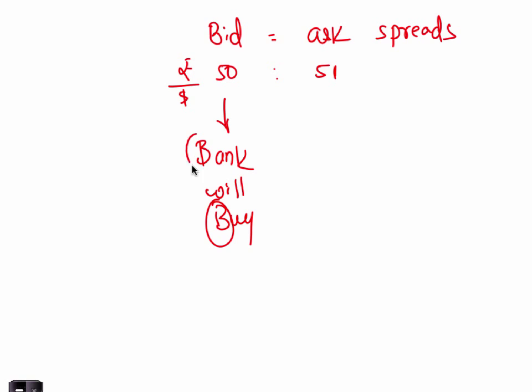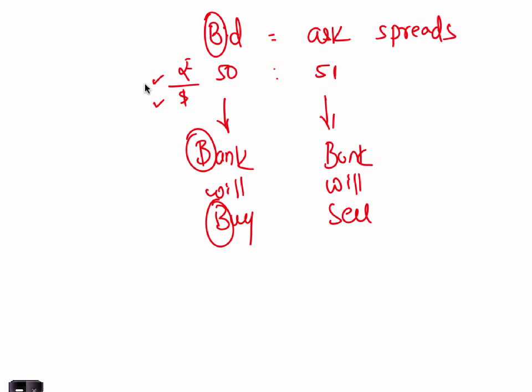Okay, so that's how I remembered for the examination. And for ask rate, the opposite of this is a rate at which the bank will sell. But the question is, bank will buy what? Bank will buy rupees or bank will buy dollars? So bank will always buy the denominator, which is the base currency.